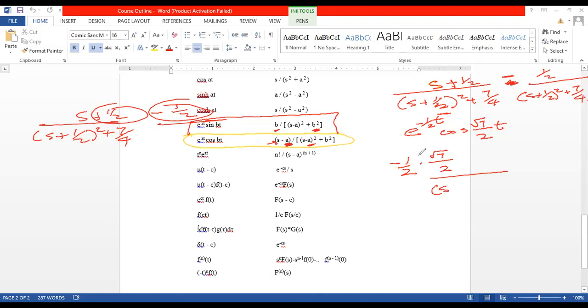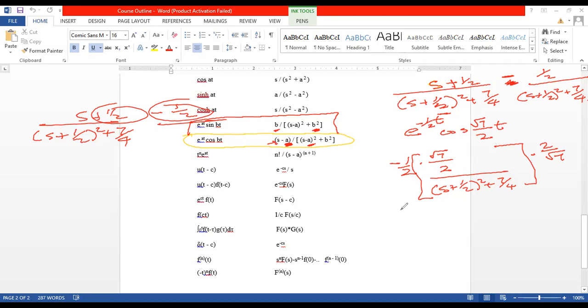So we put the minus a half, s plus a half squared plus 7 over 4. I put a root 7 over 2 so that we can write down the answer. But there was no root 7 over 2 up here. So therefore I have to multiply by 2 over root 7. We can't step back out. Right? So these cancel out each other.